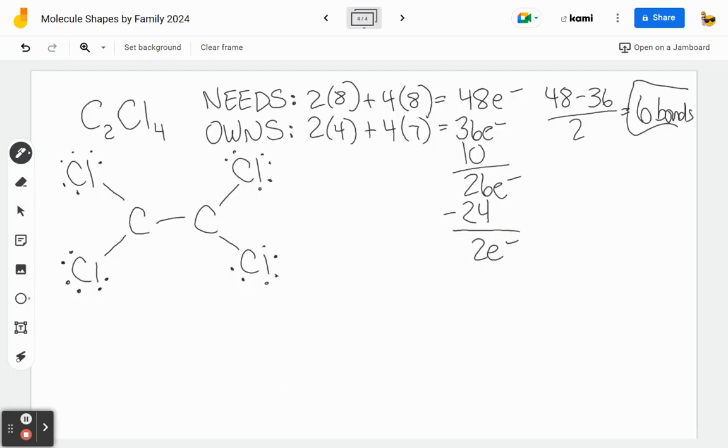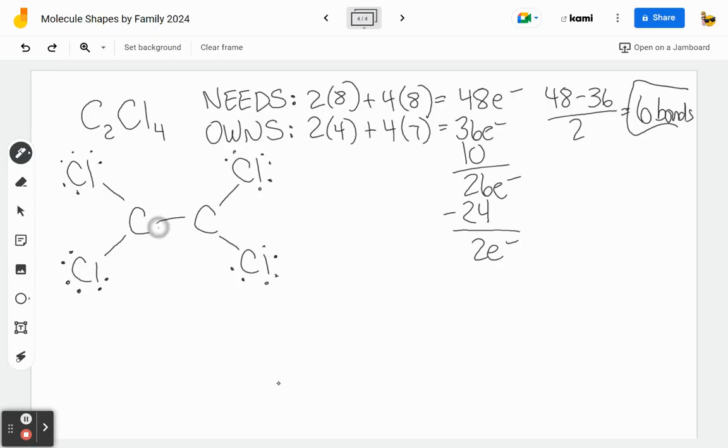Now, my chlorines are all happy, but look at my carbons. They each have 6. So if I do something like this with the 2 electrons, now they each have 7. That's no good. If I do something like this, this guy's got 8, but the other guy's not happy. So the question you're going to ask yourself when you run into a situation like that is, do I have enough electrons? I don't have enough electrons.